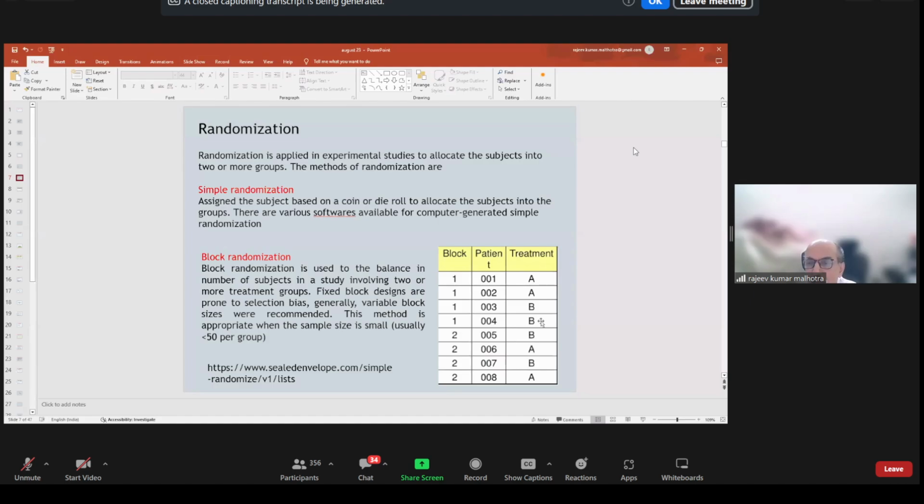So the fourth one, you can guess which group it will lie in. To avoid this, we use a variable block size method, so we do not fix the block size. We can use size two, four, six. If you have two groups, then you use multiples of two. If you have three groups, use multiples of three, that means 3, 6, 9. If you have two groups, then 2, 4, 6, 8. So you have to take care that the block size you use is a multiple of your number of treatments.